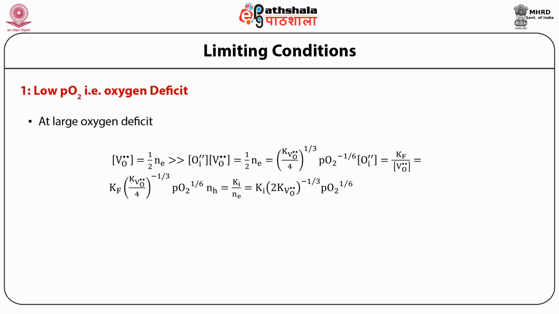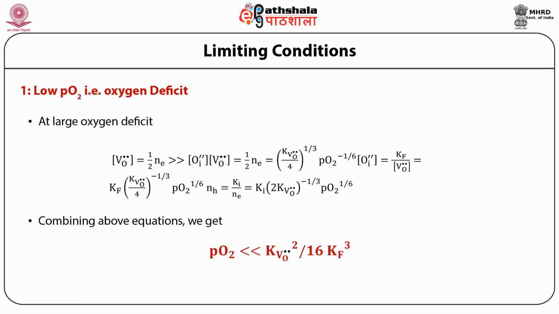So the equation for the concentration of holes becomes NH is equal to Ki by Ne, which in turn can be written as Ki times 2K of VO double dot to power minus 1 by 3 times PO2 to power 1 by 6. So combining all the above equations, we get the condition that PO2 is very much less than KVO double dot square divided by 16 Kf cube.